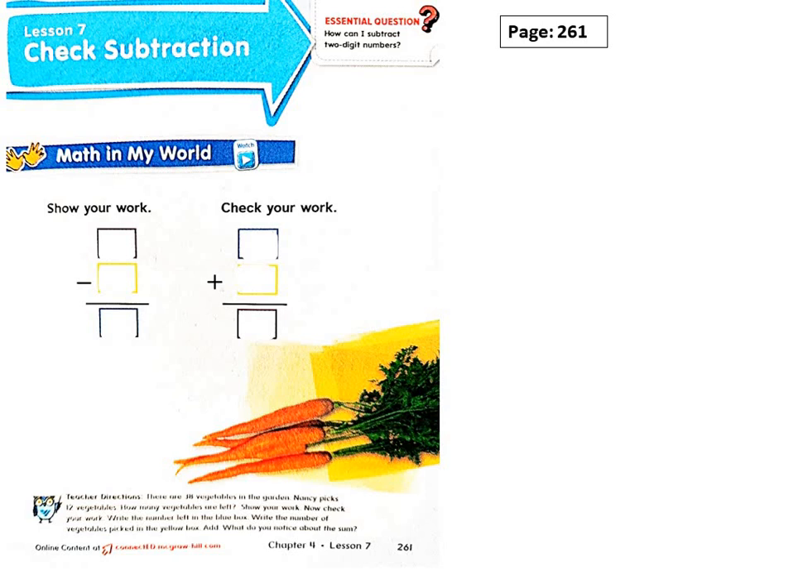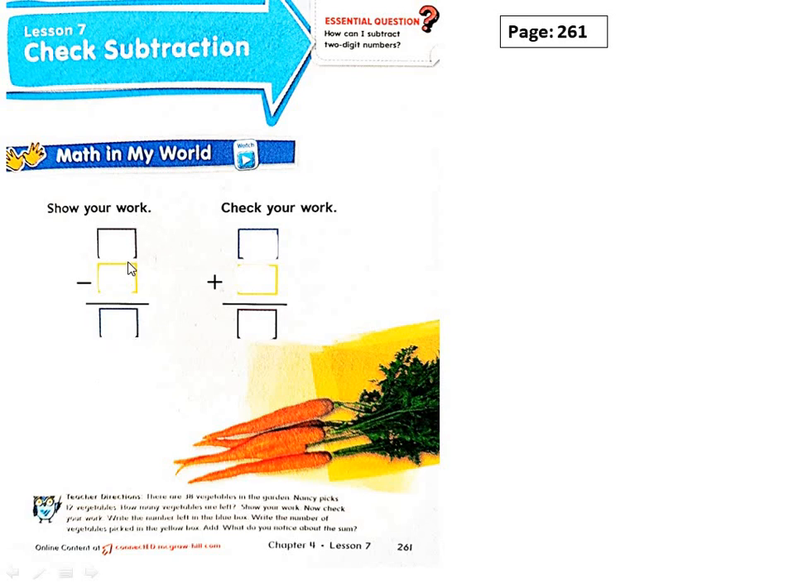Listen. There are 38 vegetables in the garden. Nancy picks 12 vegetables. How many vegetables are left? What do you think, grade 2? How will you find how many vegetables are left in the garden? Did you say by subtraction? If so, you are totally right. We have to subtract 12 from 38. Great job.